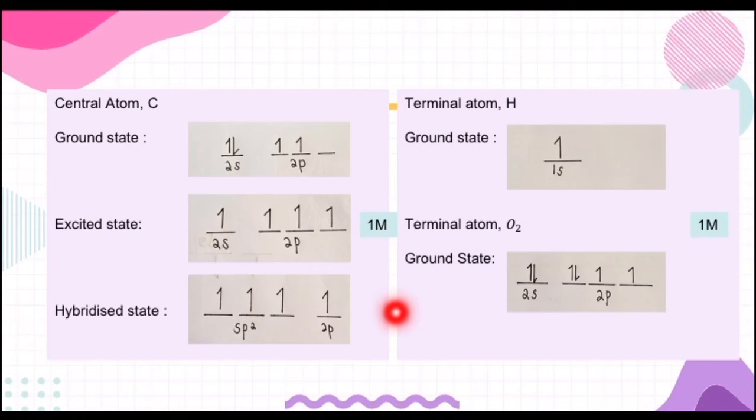Okay, this is the orbital diagram for central atom, ground state, excited state, hybridized state. And this one is for terminal atom. This is the terminal atom for O2. 1 mark will be given for orbital diagram for central atom, and 1 mark will be given for the correct orbital diagram for terminal atom and for both terminal atom.